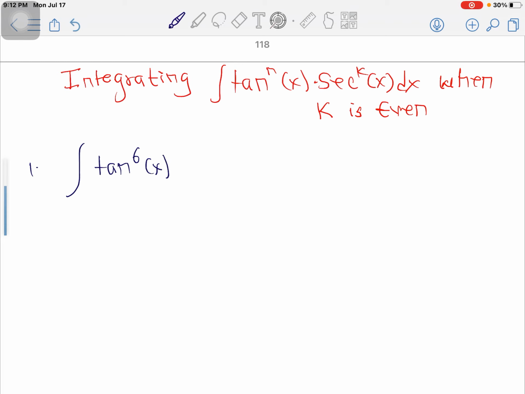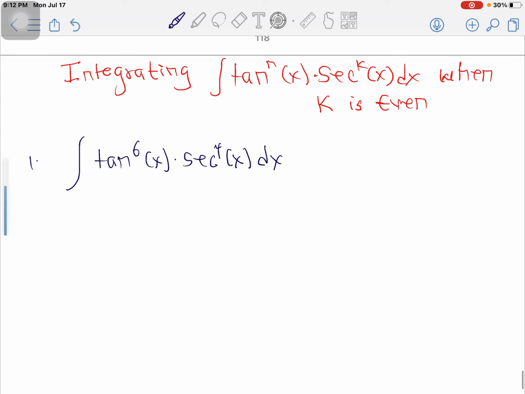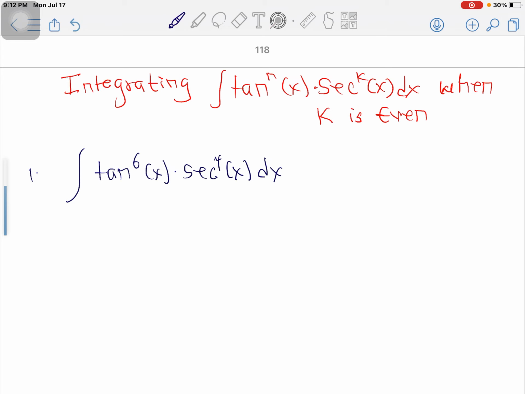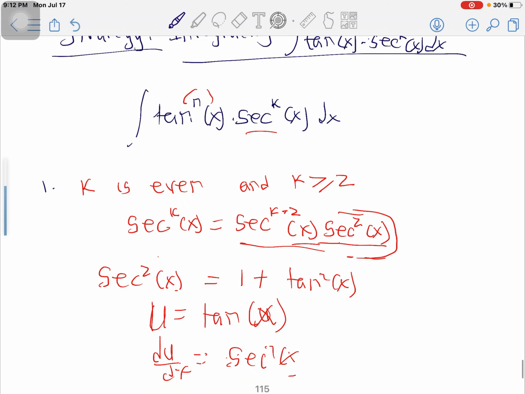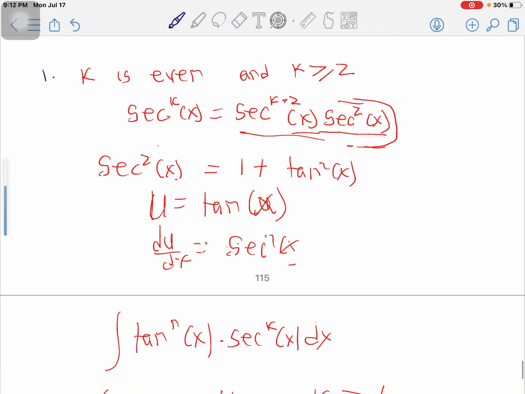So example 1, let's evaluate the integral of tan to the power 6 of x multiplied by sec to the power 4 of x dx. Looking at this question, I know that it's more or less similar to one of the strategies that we did earlier. These are some of the strategies that we were doing.